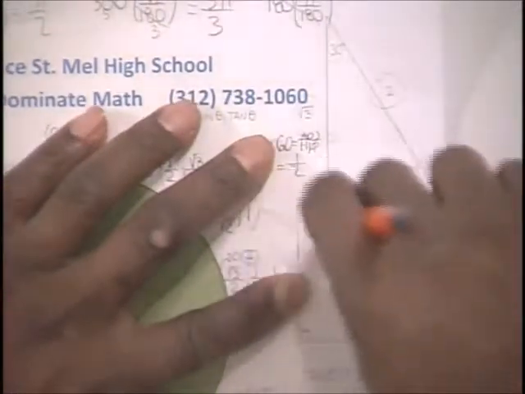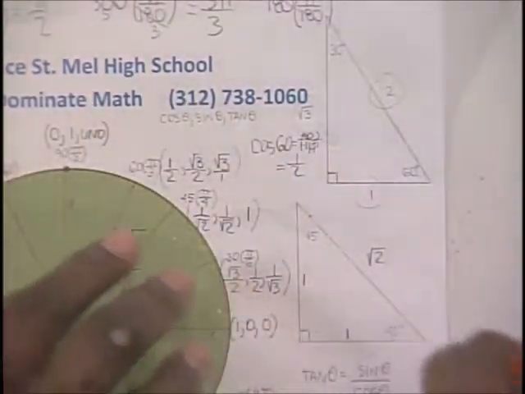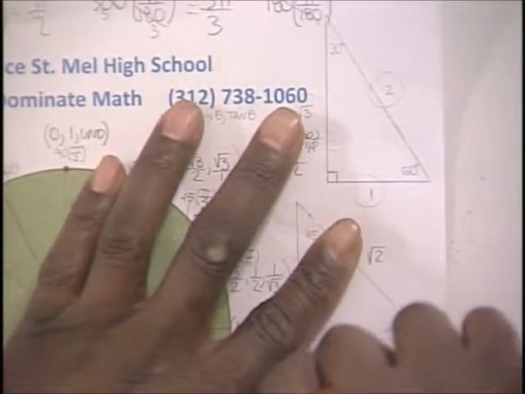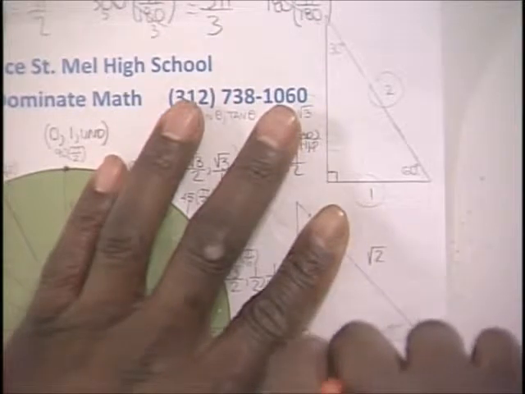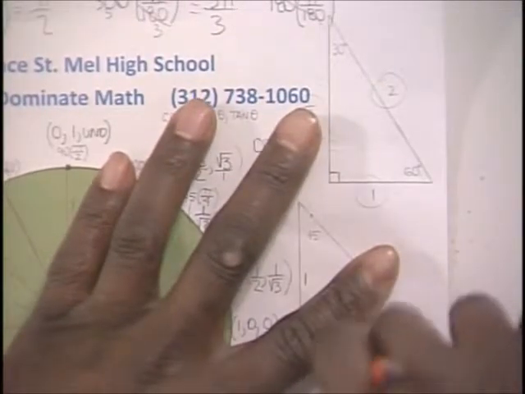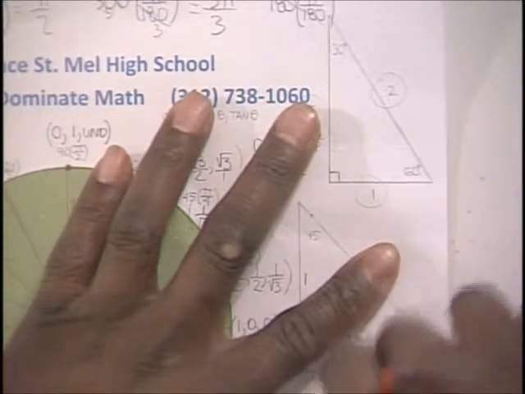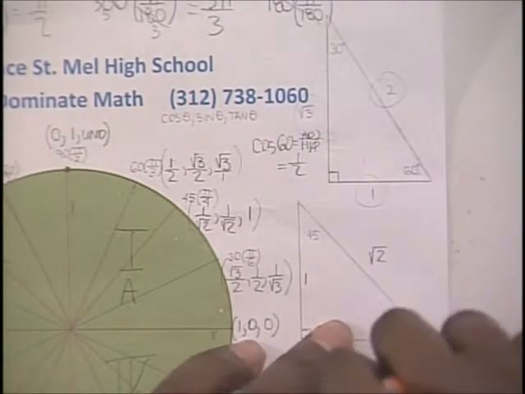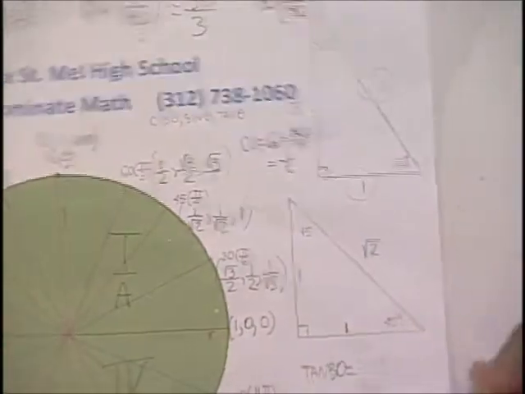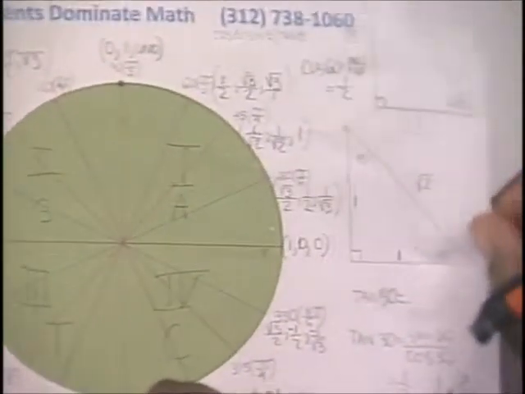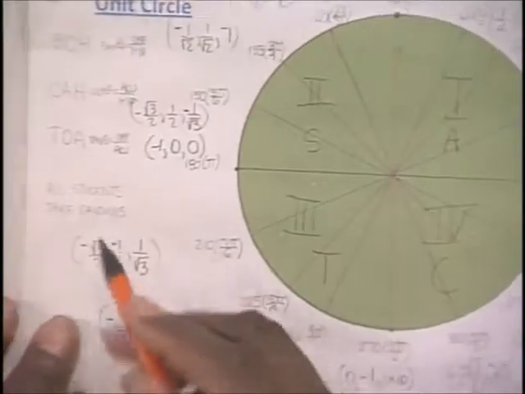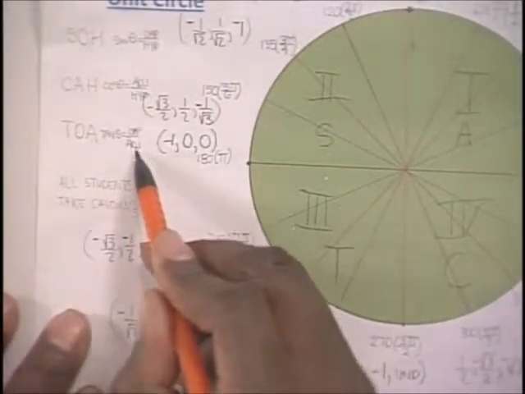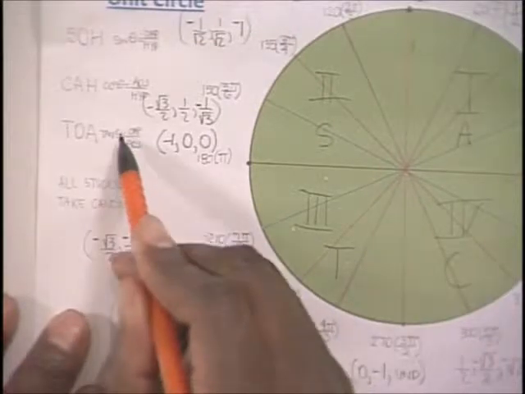Running a little short on space here, but let's say we want the tangent of 30 degrees. One of the things you have to go into the problem knowing is what tangent means. Tangent, by definition, is the opposite over the adjacent.